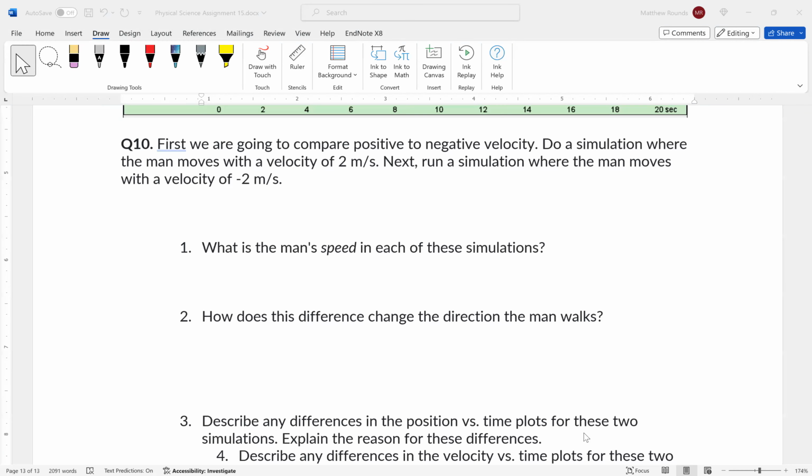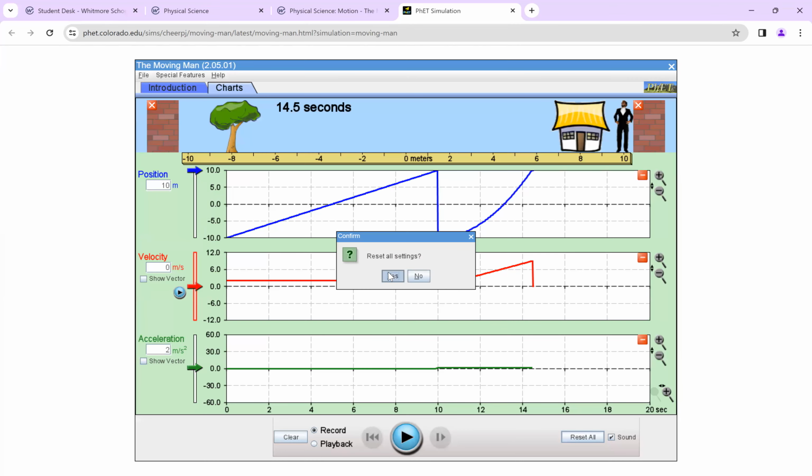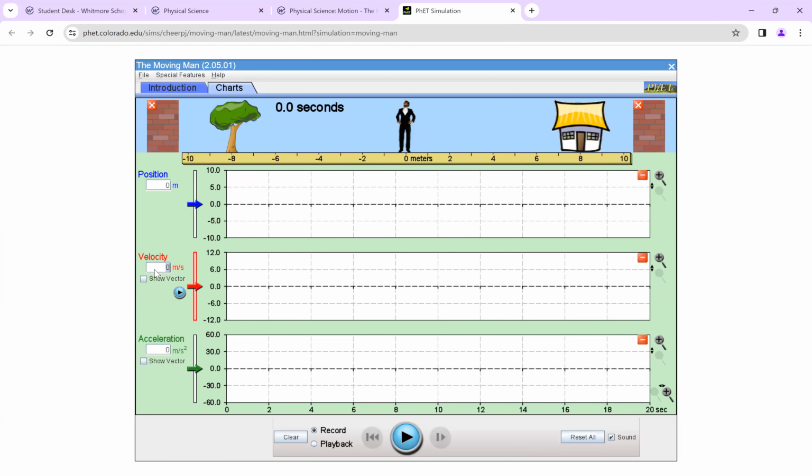Okay, so I'm going to reset all. We're going to put the man back at the middle. And we're going to go 2 meters per second for 5 seconds. Let me know when you're ready. Are you ready? Yeah. All right, you don't have to do anything. You just have to watch the moving man move. He is moving along. All right. Okay, 5 seconds.